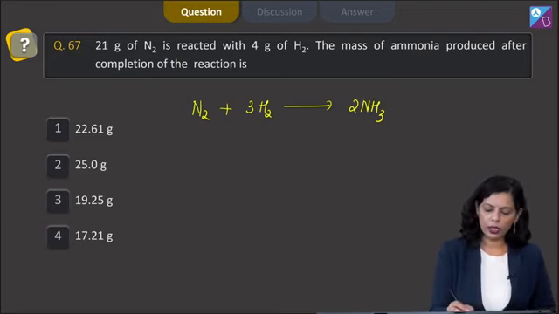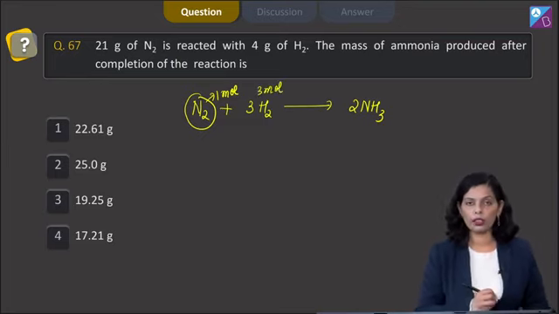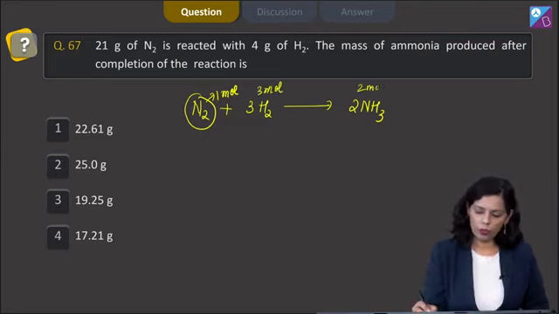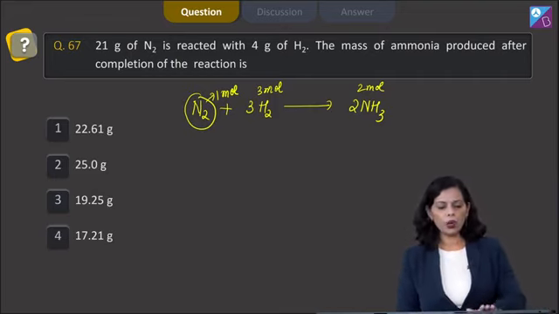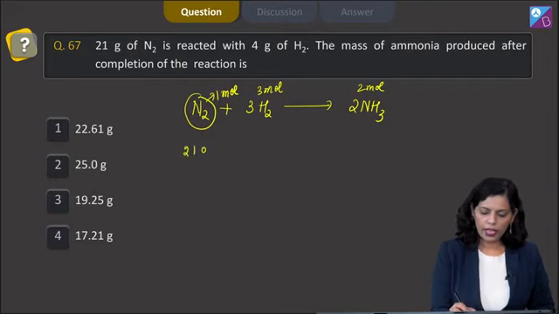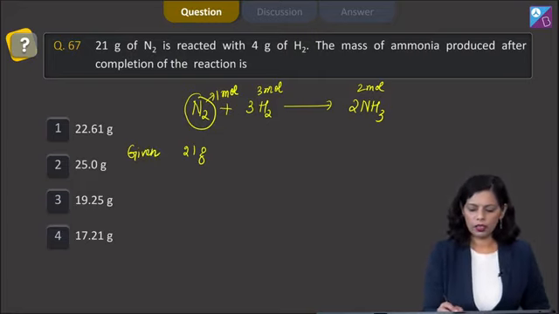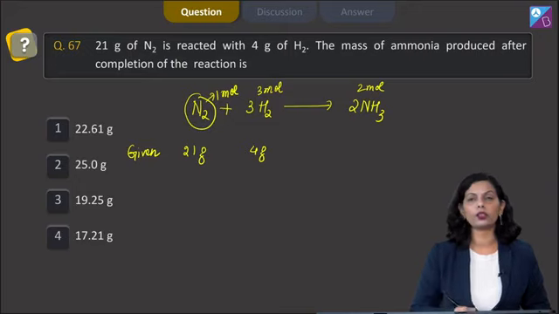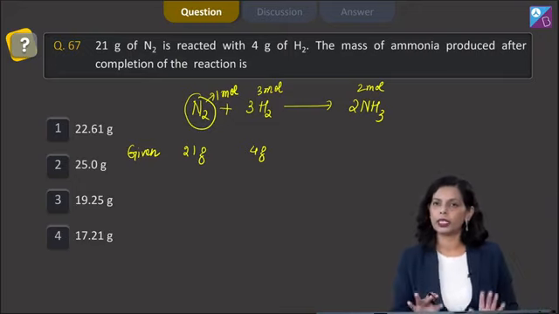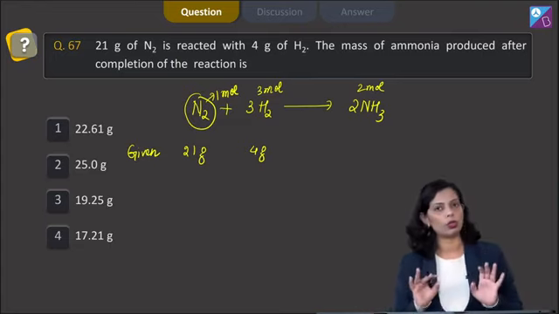By just looking at this, you can simply say if it was 1 mole of nitrogen, then 3 mole of hydrogen needed and 2 mole of ammonia are formed. Okay, let me proceed with the given values. You have 21 gram of nitrogen given. Here 4 gram of hydrogen is given. So, first of all, you need to find out the limiting reagent, because the amount of the product formed is dependent on the amount of limiting reagent.